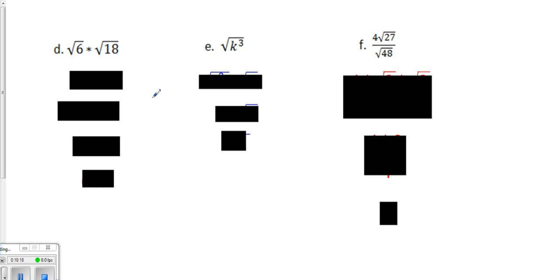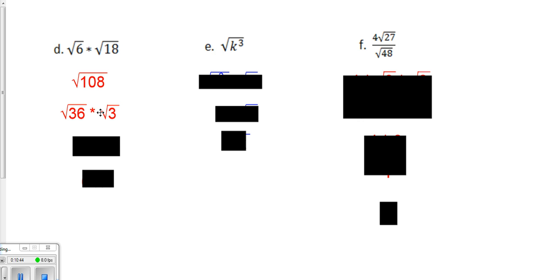Here we have some more operations. So we're multiplying the square root of 6 times the square root of 18. Now we can combine those together and just call it simply the square root of 108. Once we have it all as one square root, now we try to simplify it by breaking down the biggest square numbers that we can take out so that we have the smallest numbers left possible in a square root.